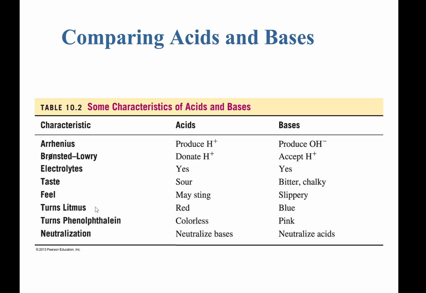All right, so we have talked so far about the Arrhenius acid. We said that acids produce H+, and a base produces OH-. We talked about the taste, the feel, what they did to litmus paper, and that in a base the phenolphthalein turns pink. We have not talked about Bronsted-Lowry yet, or neutralization.